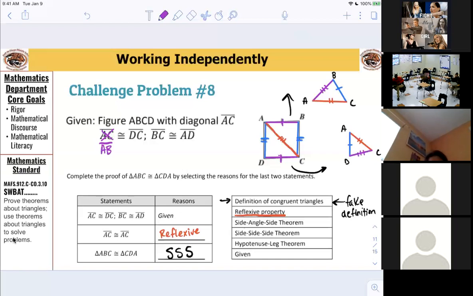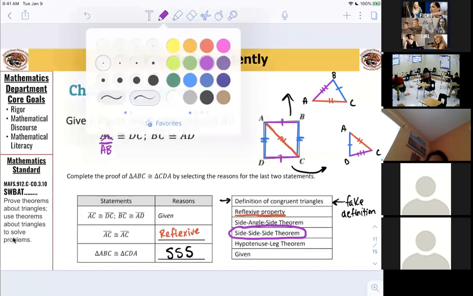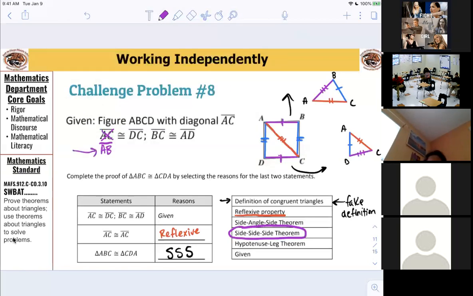Wait, miss. Was the typo definition of congruent triangles? No, that wasn't a typo. It's just a fake definition. Then where was the typo? I caught it right here. In the given, they wrote AC instead of AB. Oh. Okay. Any other questions about this one?